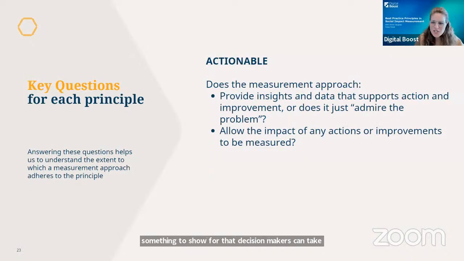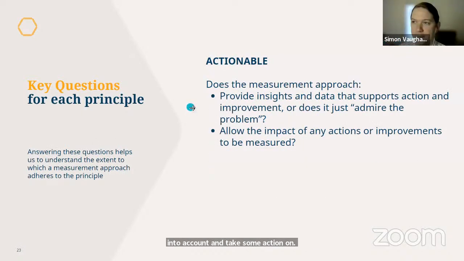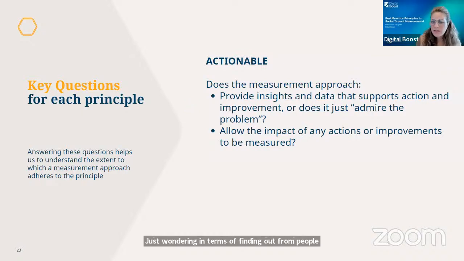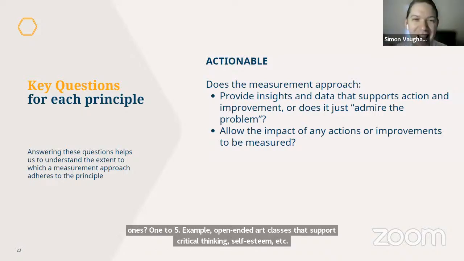There's an interesting question here in the Q&A. Just wondering, in terms of finding out from people, for example asking about life satisfaction, well-being, etc., and measurement in general, what does this look like in practice for working with children under the age of 12, and in particular younger ones, 1 to 5? For example, open-ended art classes that support critical thinking, self-esteem, decision-making, etc.